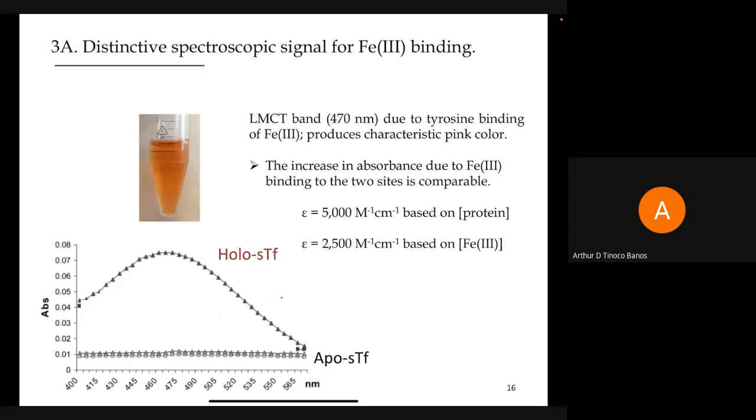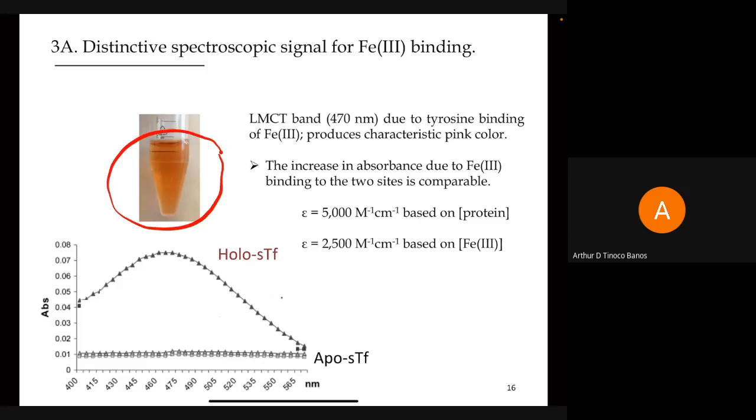All right, so this characterizes a few features about the iron binding. And this relates to things that we already discussed about metal coordination and some of the really important properties, specifically the spectroscopic properties. So here is a picture of iron-bound transferrin, and it has this very distinctive salmon-like color. And so the question is, what is the source of this color?